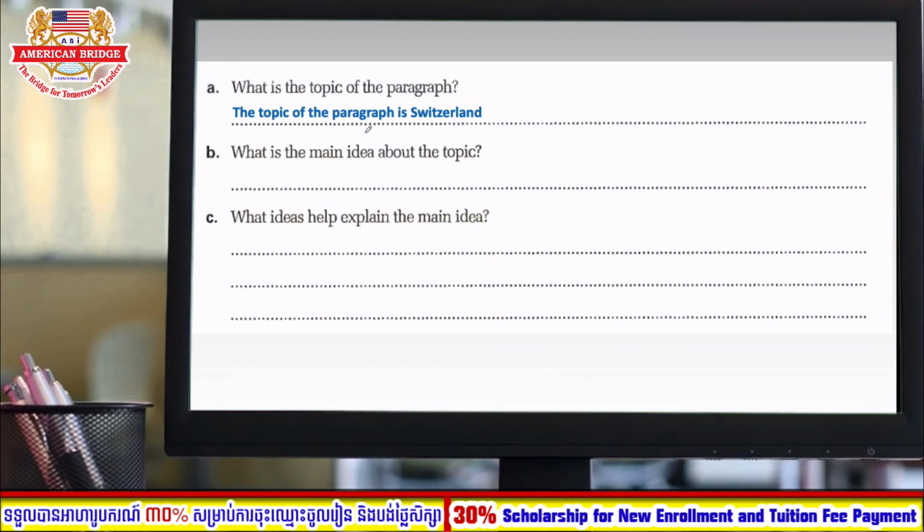So what is the main idea about the topic? When you read, what is the most important thing? So the main idea is that it is a country with beautiful mountains, delicious food, wonderful places to go sightseeing, and polite people to meet. So this is the main idea which describes the topic. So what ideas have explained the main idea? To support the main idea of the topic, there will be some examples, some sentences in order to give more information about the main idea.